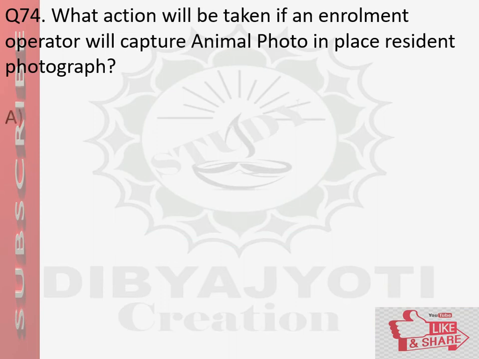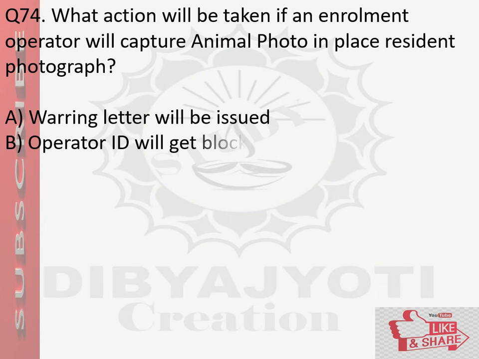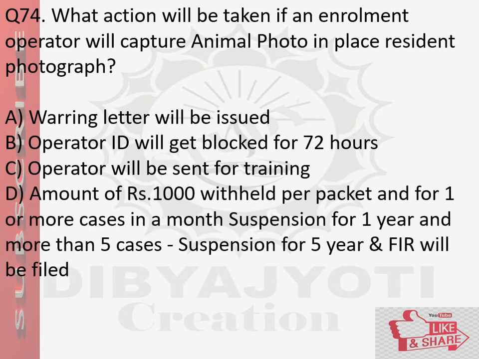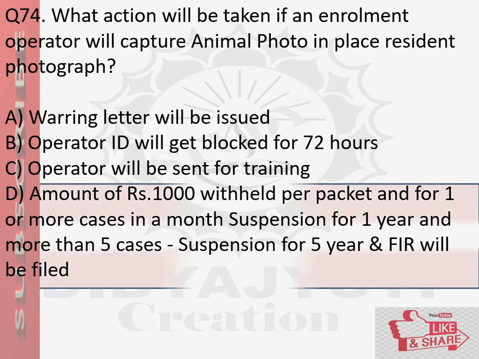The next question: what action will be taken if an enrollment operator captures an animal photo in place of the resident photograph? The answer is the same, option D: an amount of rupees 1000 withheld per packet, and for one or more cases in a month, suspension for 1 year, and more than 5 cases, suspension for 5 years, and FIR will be filed.